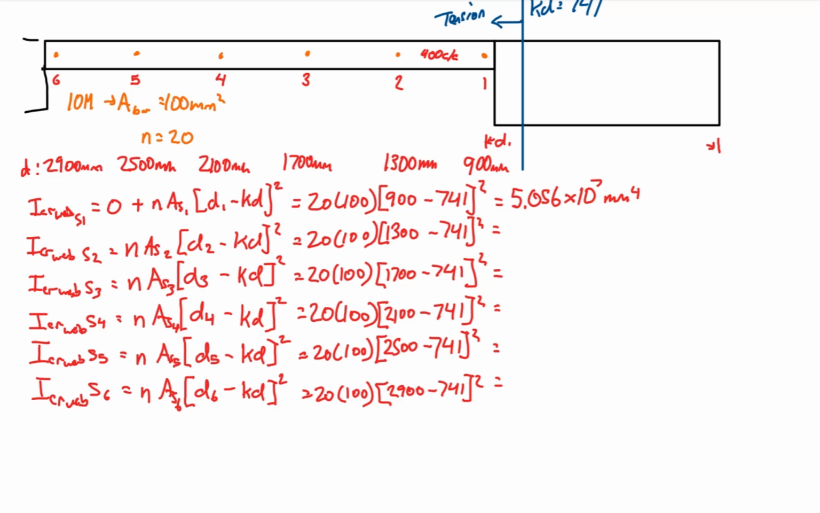And so we expect that as we get further away from kd, these I cracked components are going to be getting larger and larger. So if I substitute, instead of using 900 for the distance, I use 1300, what I get in my calculator is 6.250, and that is times 10 to the 8. So we're already quite a bit bigger, but that makes sense because our distance is quite a bit further.